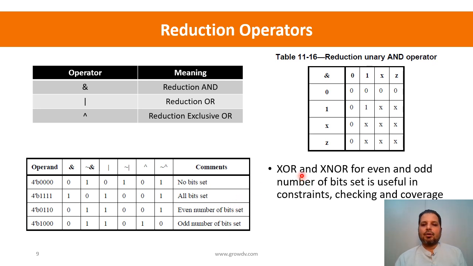So you will have to remember them, and if the X and Z's are present, then this is how the resulting operations come out to be. That is, if it is a 1 and then you have an unknown, then it will become unknown, then 0 and unknown will become 0. So it works on the basis of this truth table.